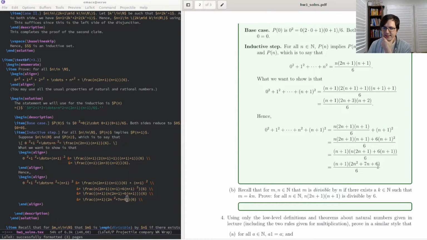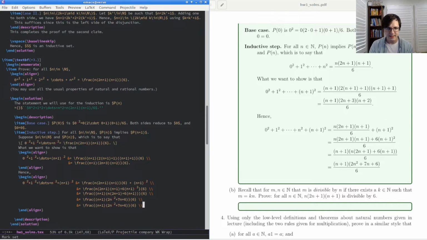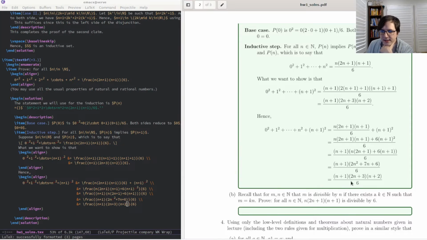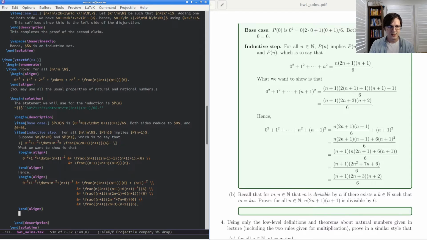Okay, that one is now a 6. And this ought to factor into the right thing, so I'll just write it and then check after I compile. So let's see, 2n times n is 2n squared, 2n times 2 plus 3 times n is 4 plus 3 is 7, and 3 times 2 is 6. Okay, and so which is what we wanted to show.